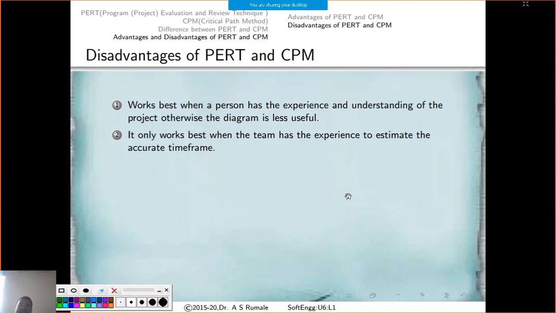The second disadvantage is it only works best when the team has the experience to estimate an accurate time frame. Okay, it says that if you have 100 fools, they will never give you any output. One intelligent person is sufficient. Yes. So that is what you say. Whatever team members are there, they require a cohesive type of team and must stick with the time frame. Likewise, so that is the second disadvantage.